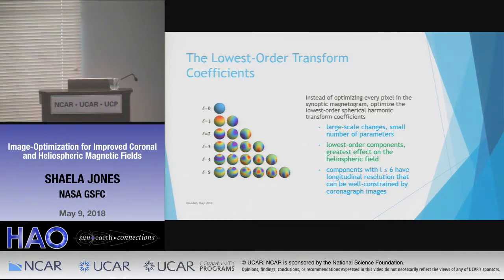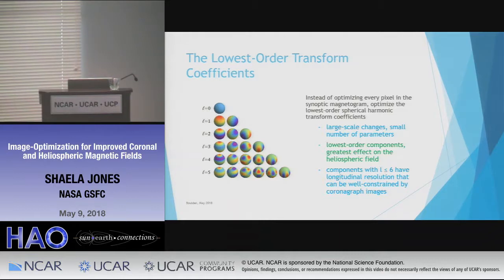And one additional detail about the way that we do this: when we first started doing this, we would work with fairly coarse resolution magnetograms, and we would optimize the value of the flux in every individual pixel of the magnetogram. And then we quickly realized that we wouldn't be able to do that for any kind of interesting resolution. And so what we decided was, instead of optimizing each pixel, we would take the spherical harmonic transform of the magnetogram and optimize only the lowest order coefficients of the transform. The idea being that we can make large-scale changes to the field without having to optimize a very large number of parameters.